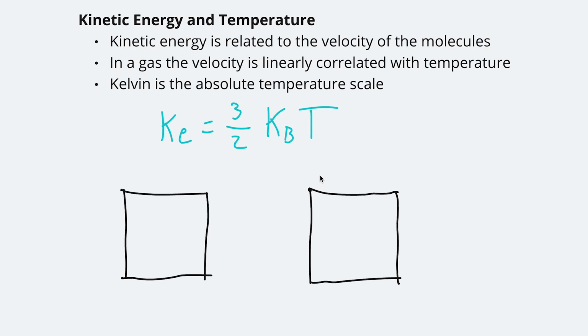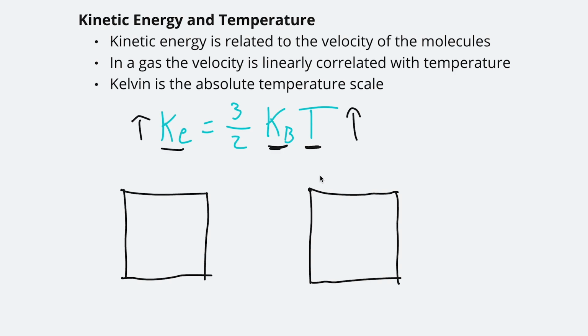The temperature of a gas is directly correlated to the kinetic energy of the gas molecules. And it is shown in this equation here where we have kinetic energy is equal to 3 over 2 times Kb, which is a constant, times the temperature. So as the kinetic energy goes up, the temperature goes up, and that relationship is linear. And the kinetic energy, this would be the average kinetic energy of all the gas particles in a given gas.